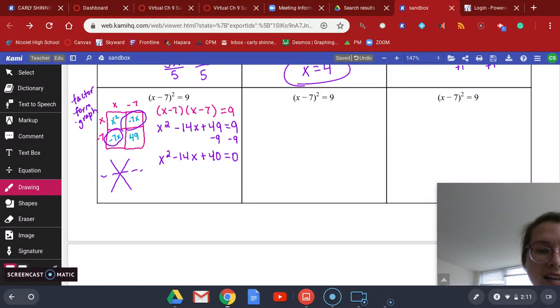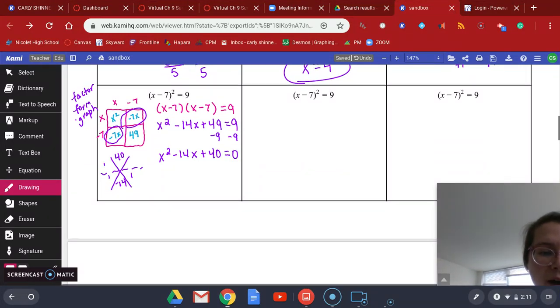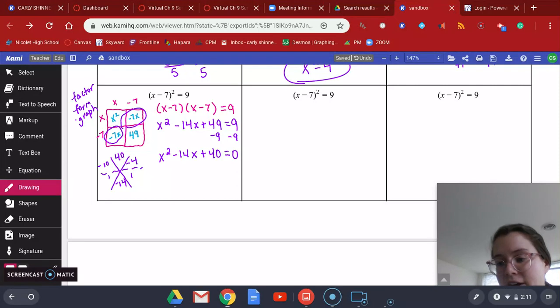And I'm already kind of thinking, ooh, 40 and 14, hey, 10 and 4, right? 10 and 4 make 40, 10 and 4 make negative 14 if I'm adding them. But in order to multiply to a positive and add to a negative, they're both going to have to be negative, right? And again, if you're not as quick with your factors, just Google your factor chart. You can still get there.